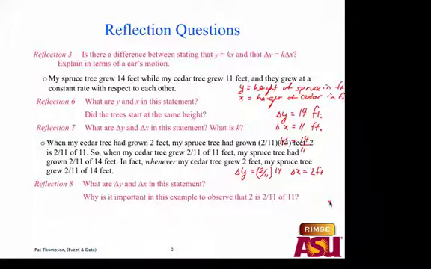Okay, why is it important in this example to observe that 2 is 2/11 of 11? So what's really going on here? Before, what was our change in x before? The original change in the cedar tree was 11. What's the new change in the cedar tree? 2. So what is 2/11? Why is it important to observe that 2 is 2/11 of 11?